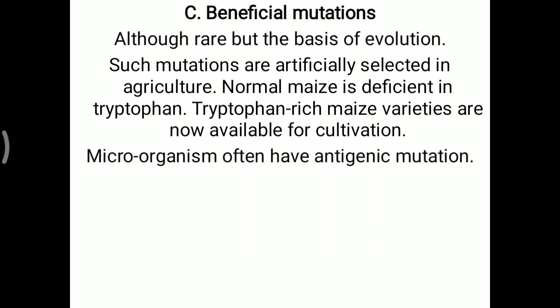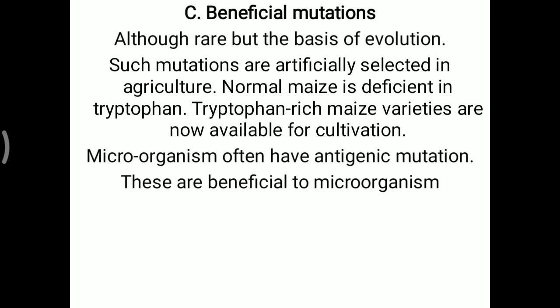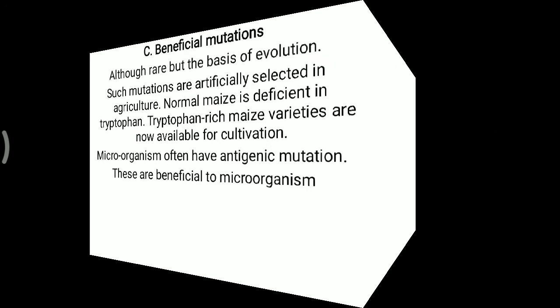Microorganisms often have an antigenic mutation. When they have such a mutation, these microorganisms develop resistance against particular antibiotics. So that is an advantage for them. These are beneficial to the microorganism and give an advantage for survival. So these are the beneficial manifestations of the mutation.